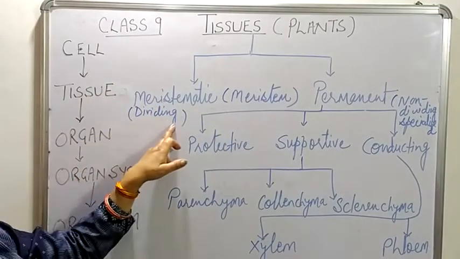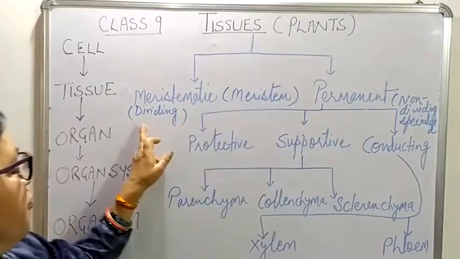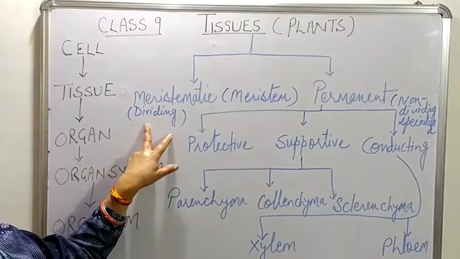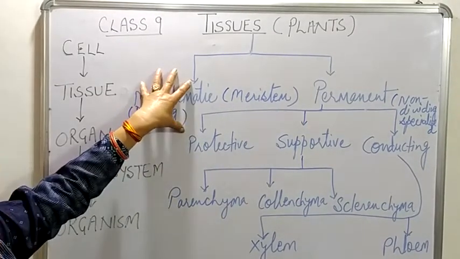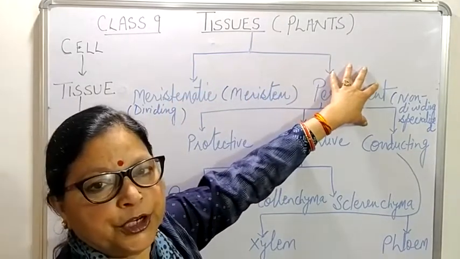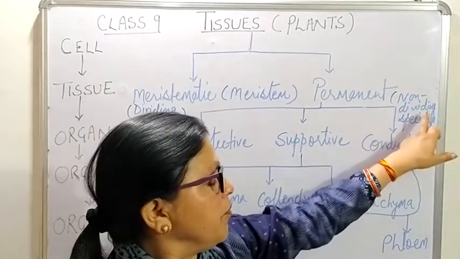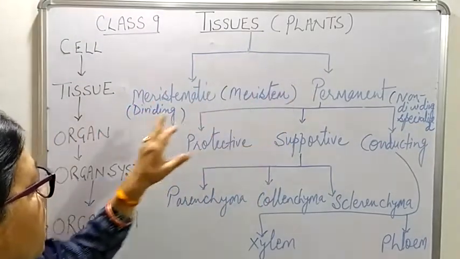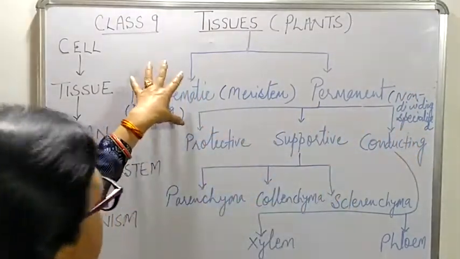What are certain characteristics of meristematic tissue? Most important, and in this way you can differentiate meristematic and permanent: meristematic tissue is made up of actively dividing cells. That means they keep on dividing continuously, and so they are called actively dividing cells. Out of meristematic cells, those that lose the ability to divide will become permanent tissues. That means permanent tissues are made from meristematic tissue, but they stop dividing, becoming non-dividing and specialized to perform certain functions. So the basic difference is that meristematic cells are actively dividing, and permanent cells are non-dividing. I will tell you this in detail later on.